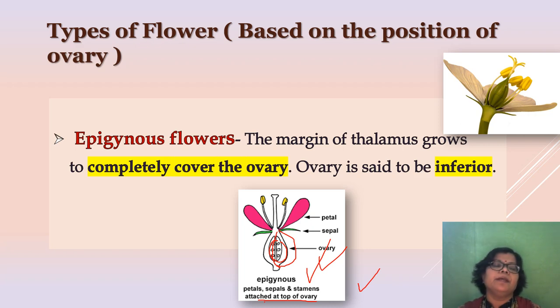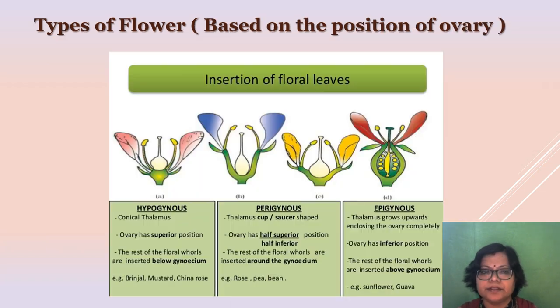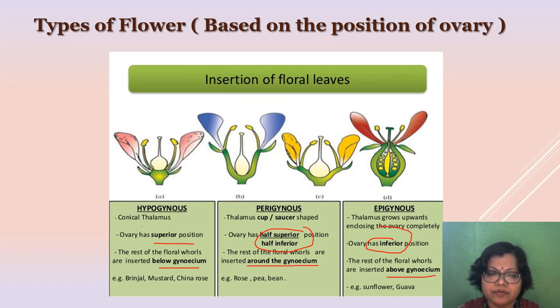So it is clear. Epigynous, hypogynous and perigynous types of flowers we have learned on the basis of the position of the ovary in relation to the other floral parts on the thalamus, right? In hypogynous the ovary is superior, in perigynous it is half inferior or half superior, and in epigynous the ovary is inferior. In epigynous, the other whorls are above the gynoecium. In hypogynous, the other whorls are below the gynoecium, and in perigynous, the other whorls are around the gynoecium towards the periphery.